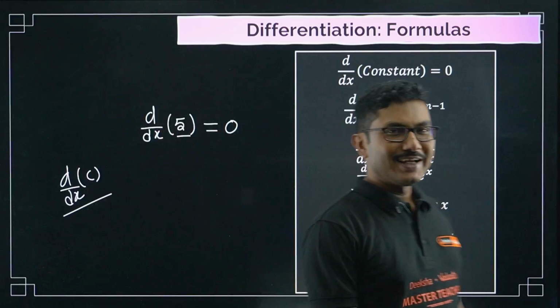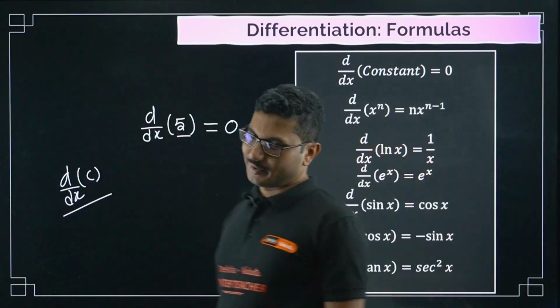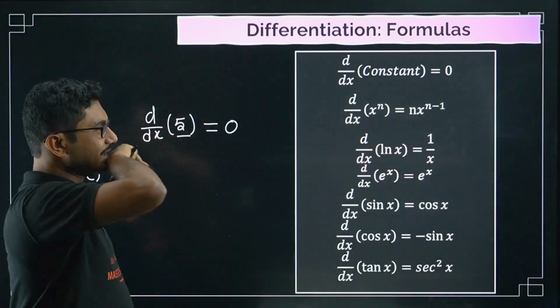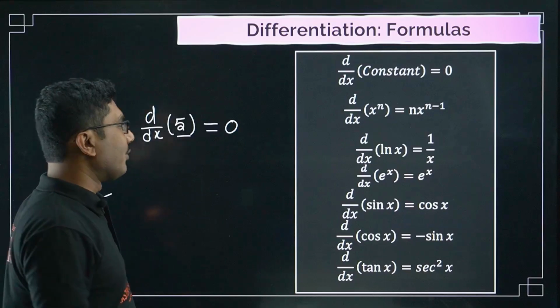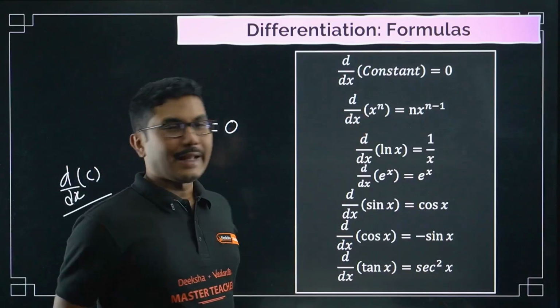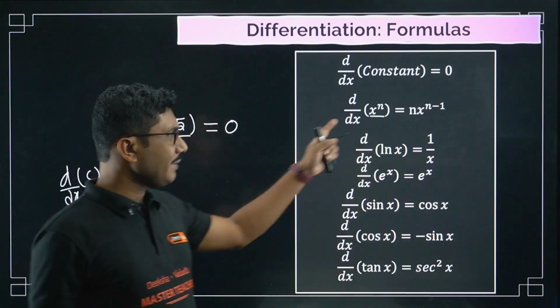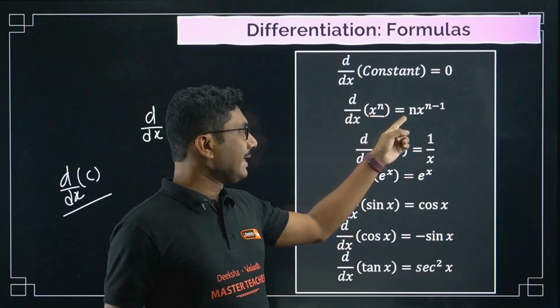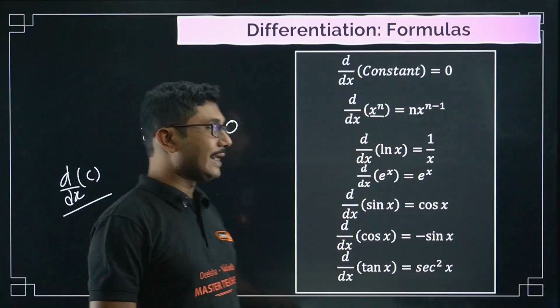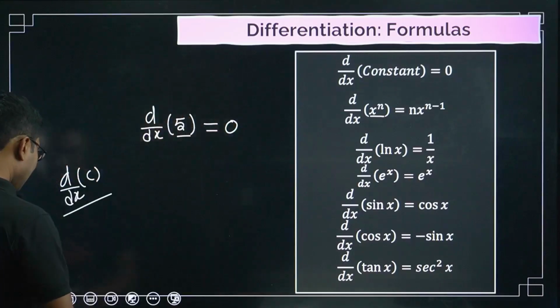d/dx of c means you got 0 in that problem, right? So d/dx of c means 0. Now d/dx of any x to the power term basically gives you n times x to the power n minus 1. What is the meaning of that?